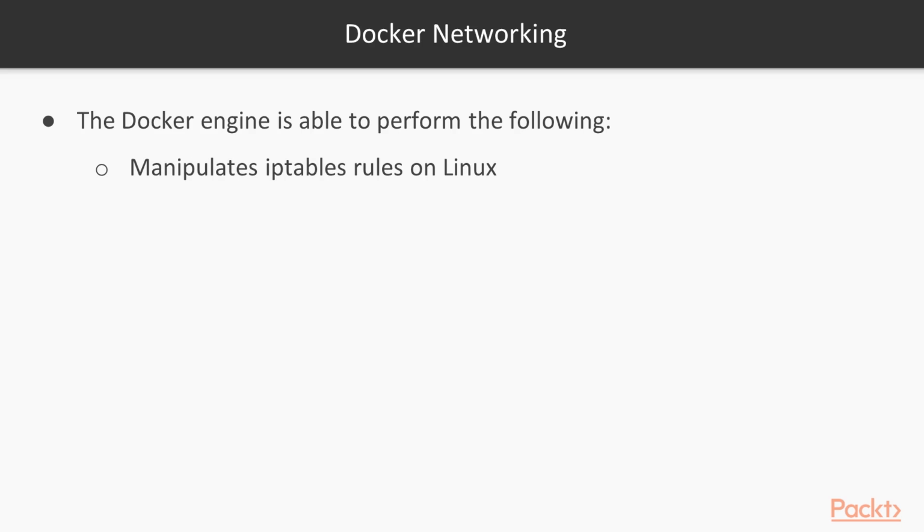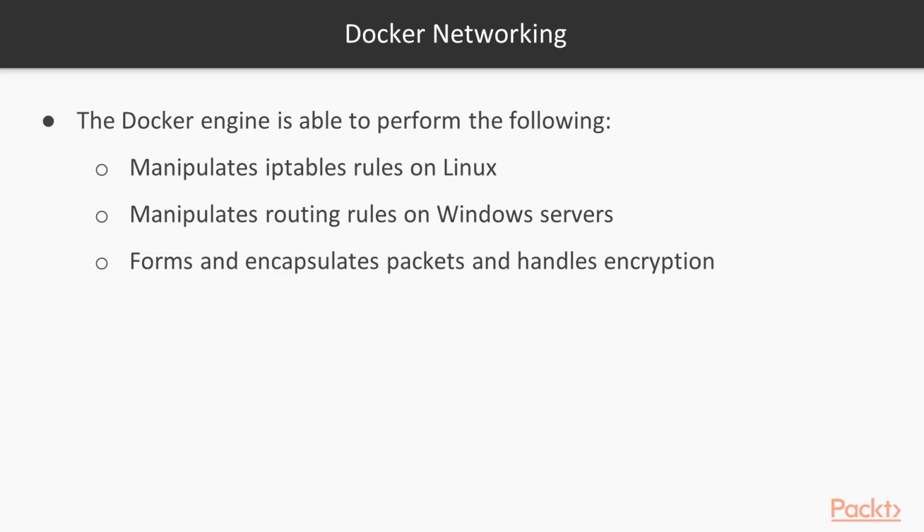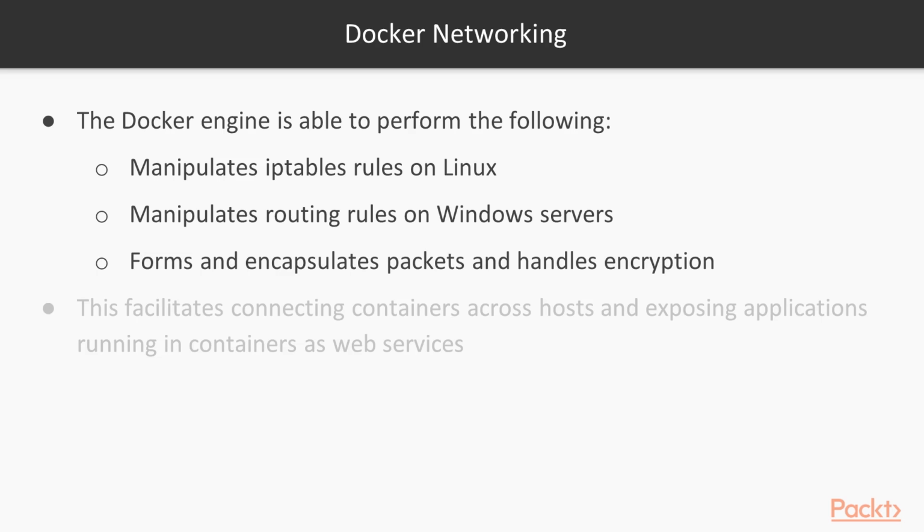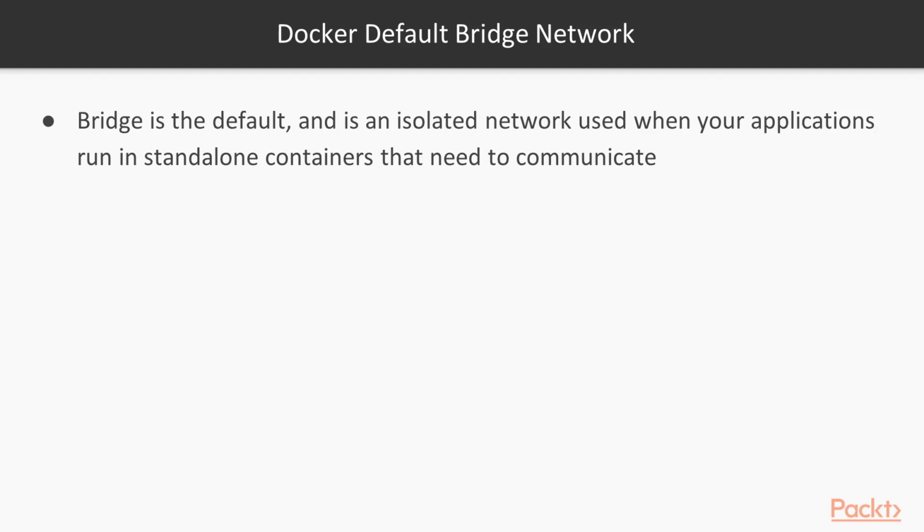It manipulates IP table rules on Linux. It manipulates routing rules on Windows servers. It also forms and encapsulates packets and handles encryption. And the above facilitates connecting containers across hosts and exposing applications running in containers as web services. The Docker default bridge network.